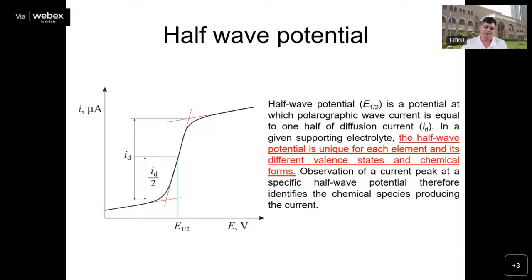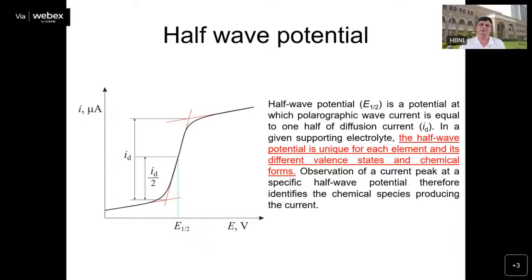The second very important terminology in electrochemical analysis is the half-wave potential. Basically, when we draw a current versus voltage curve, we get the polarographic wave. This half-wave potential is the characteristic of the element. It is not only characteristic of the element, but of its chemical form also. So with this electrochemical technique, we can determine not only the concentration of the analyte, but its chemical forms also.